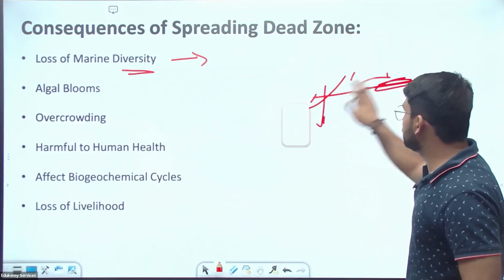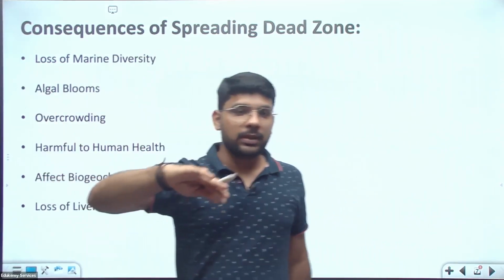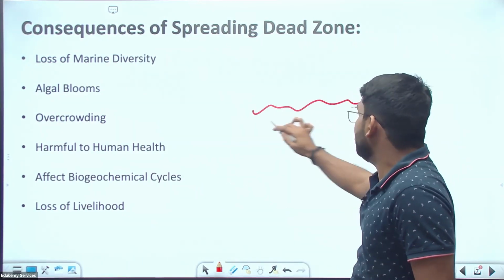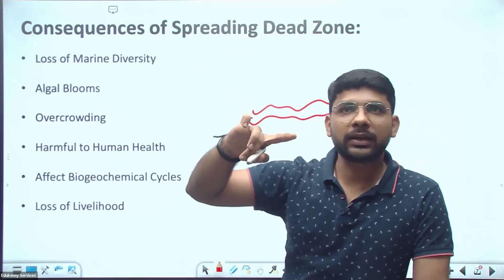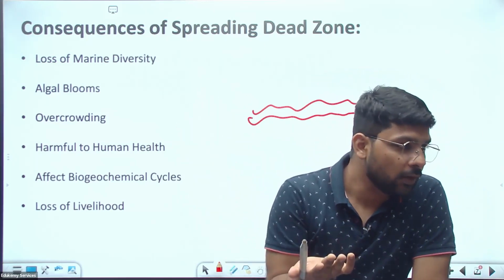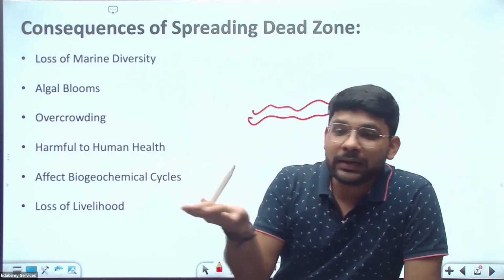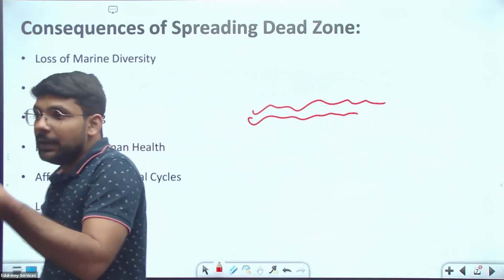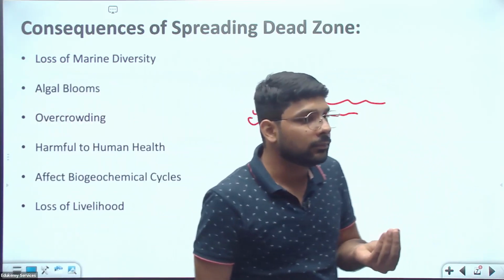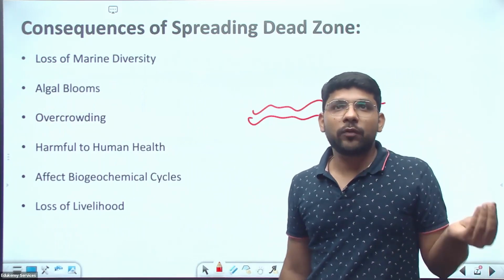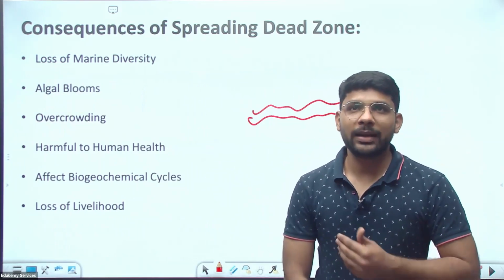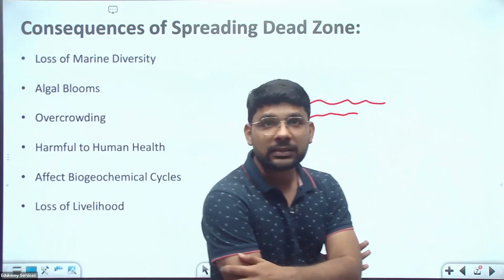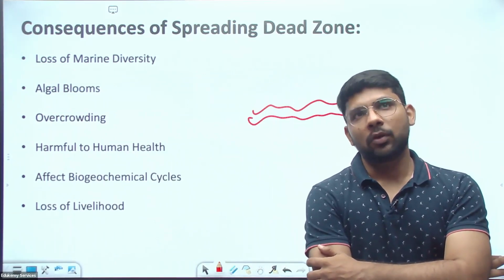Next is the algal blooms. Algal blooms means there's a layer on the surface of the water, the green layer you see on the surface of the water, where the biological oxygen demand is very high. That area has very little dissolved oxygen, which leads to the death of marine organisms. So algal blooms start to increase, which leads to the death of the organisms. And this is the main consequence of a dead zone.